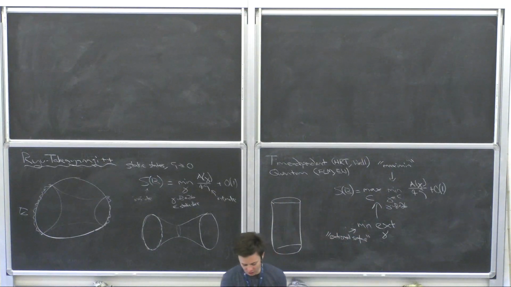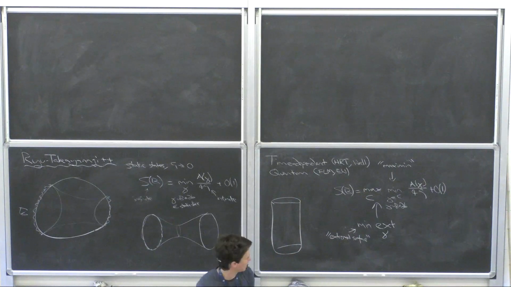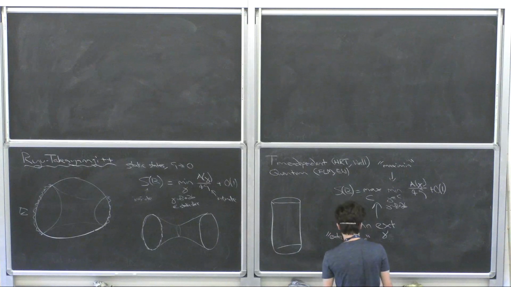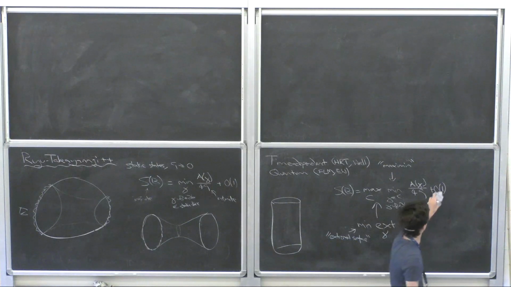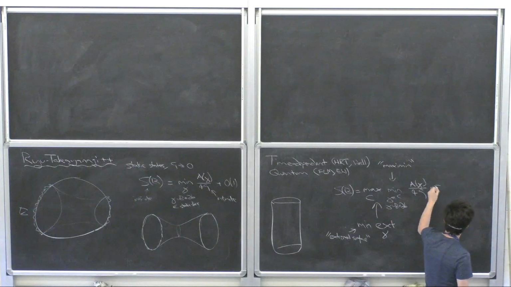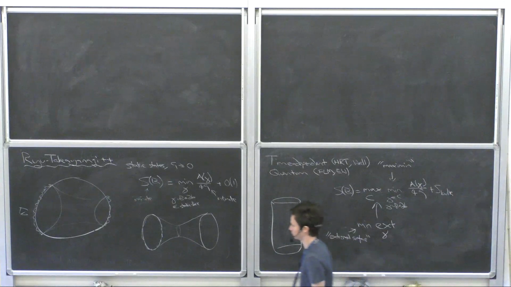And now we're almost done. The only remaining thing we need to do is say what these order 1 corrections are. And they're actually pretty simple. Turns out they're just given by the entanglement entropy in the bulk.